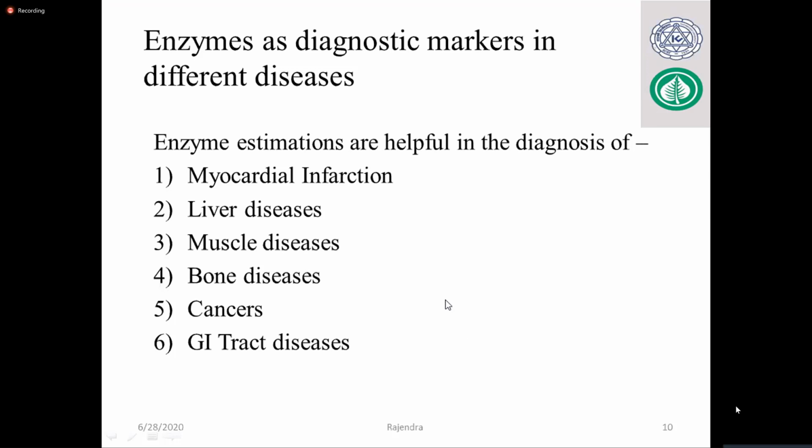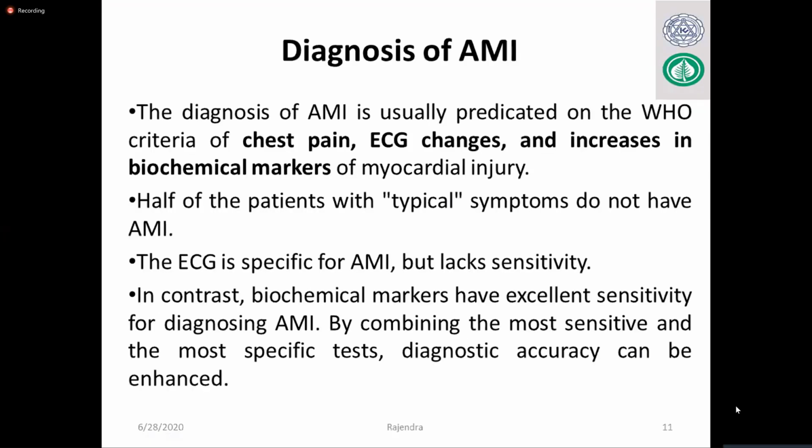That's very important. Yes, diagnosis of AMI, that is acute myocardial infarction. Let's start from acute myocardial infarction because it's very common globally. The diagnosis of acute myocardial infarction is usually predicated on the World Health Organization criteria of chest pain. This is the frank history of the patient.